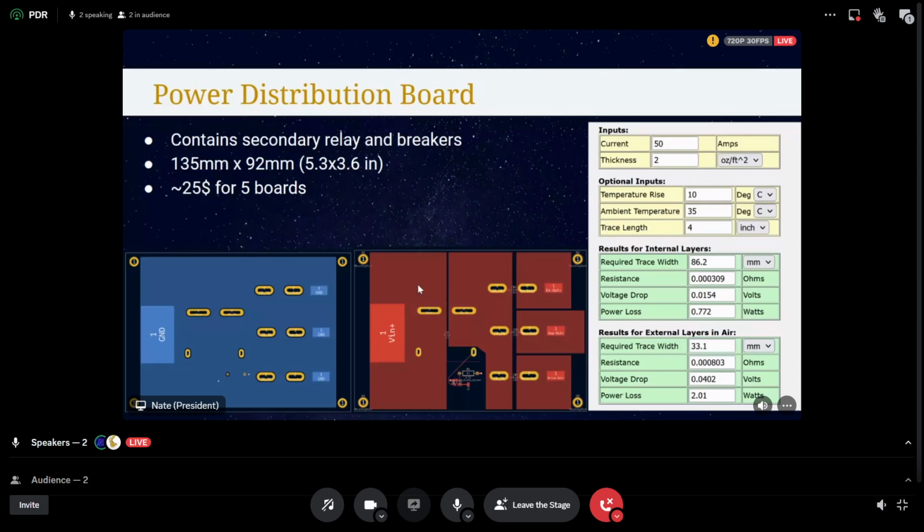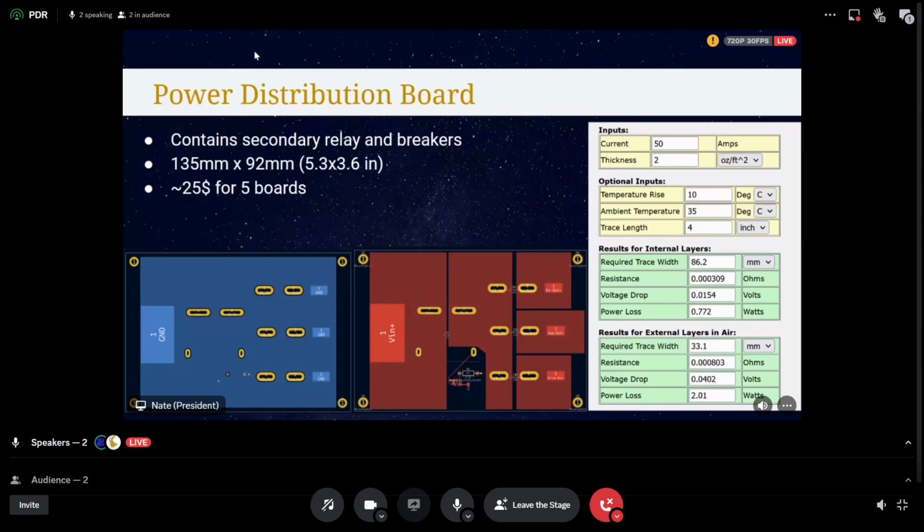And you can see that for a current of like 50 amps, to have a maximum temperature rise of like 10 degrees C, which is pretty standard, you require like an 86.2 millimeter trace. And as you can see, we're pretty much there.